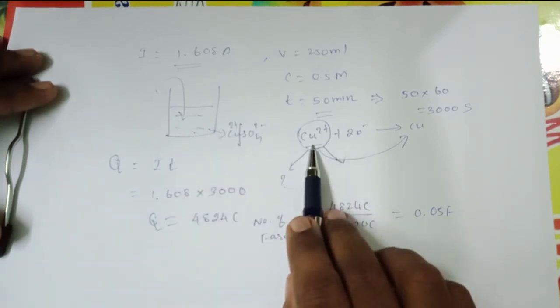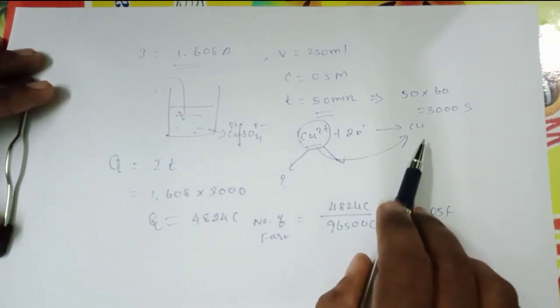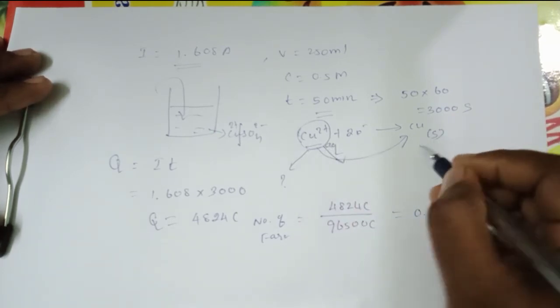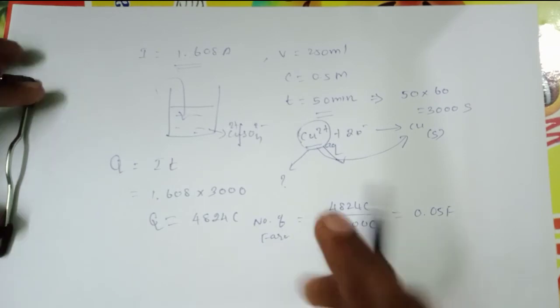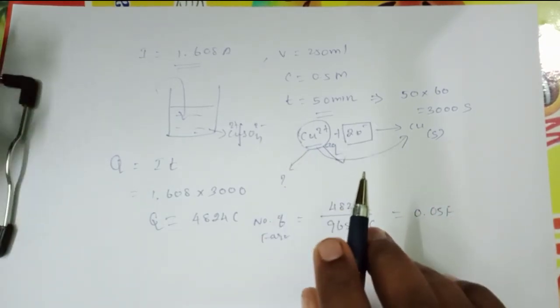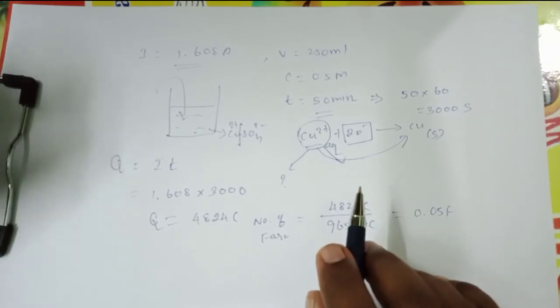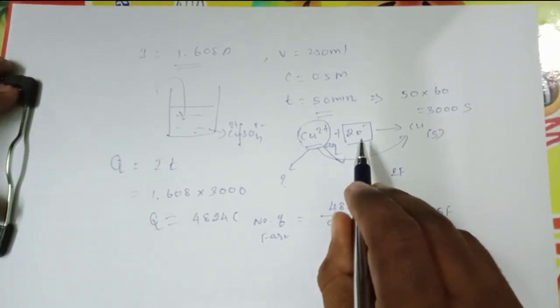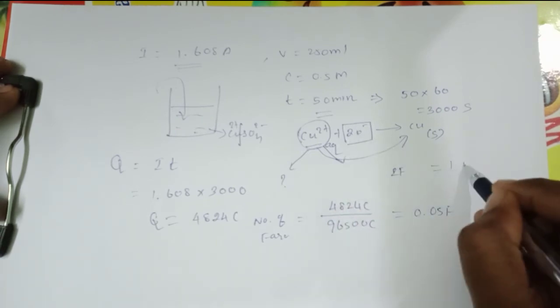What reaction takes place? Copper 2 plus changed to copper. Understand? In which the copper 2 plus will be aqueous and copper will be solid. So from this equation you can understand how many electrons are involved. 2 electrons are involved. So from this we understand that when you pass 2 Faraday of electricity current, 1 mole of copper gets deposited.